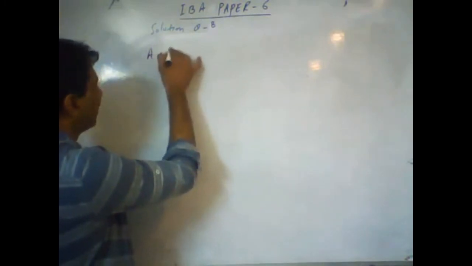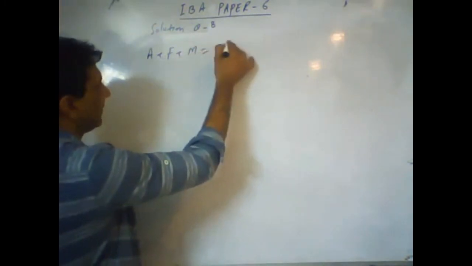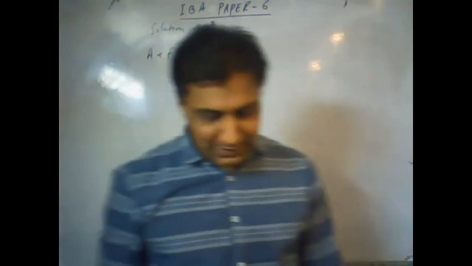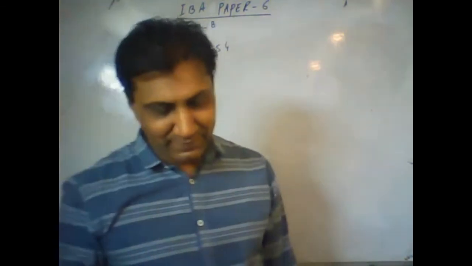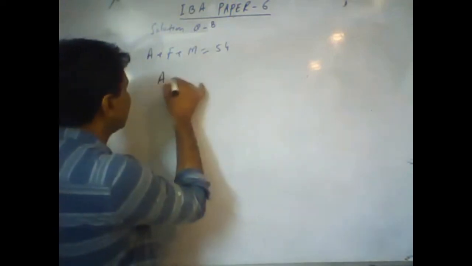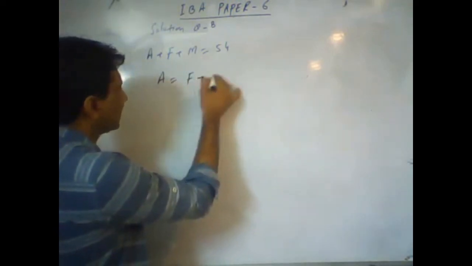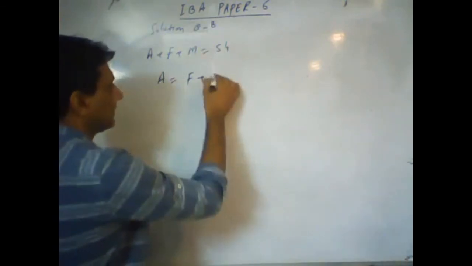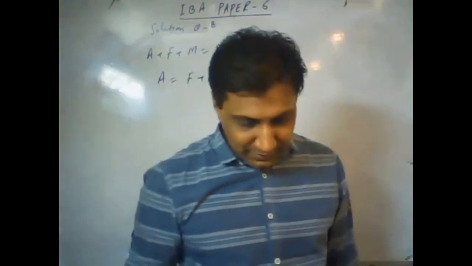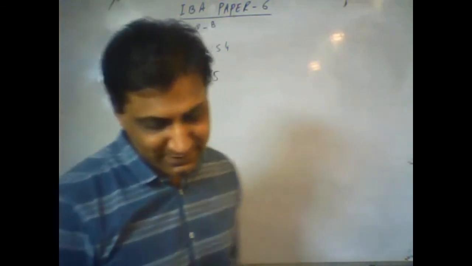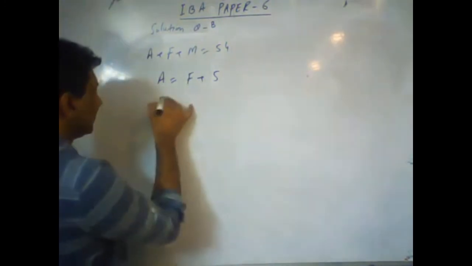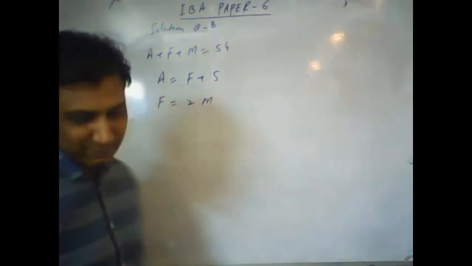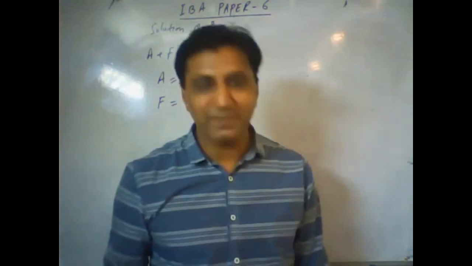Alright. So the sum of these three, Aslam, Fareed and Majid, is 54 million. Aslam plus Fareed plus Majid is 54 million. Aslam pays 5 million rupees more than Fareed. Aslam is equal to Fareed plus 5 million. And Fareed pays twice as much as Majid. Fareed is equal to twice Majid. Okay. So then how much does Fareed pay?